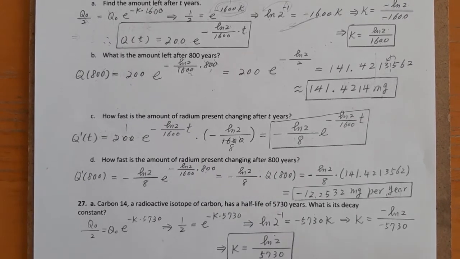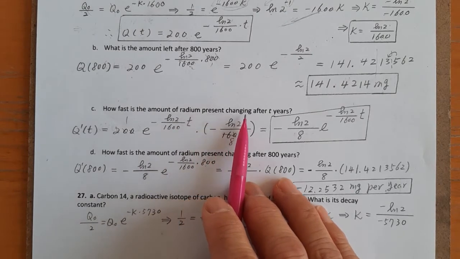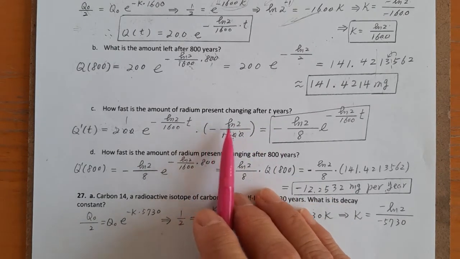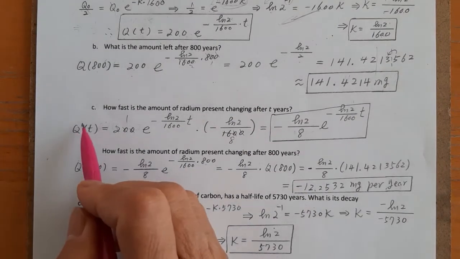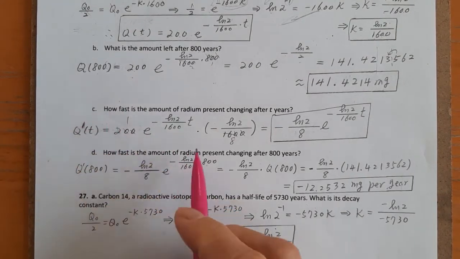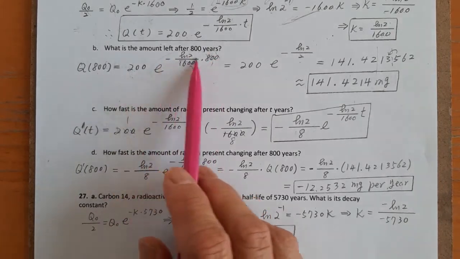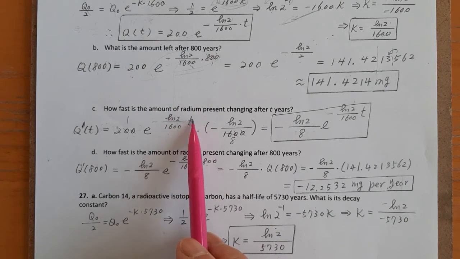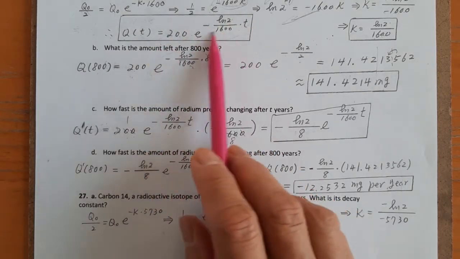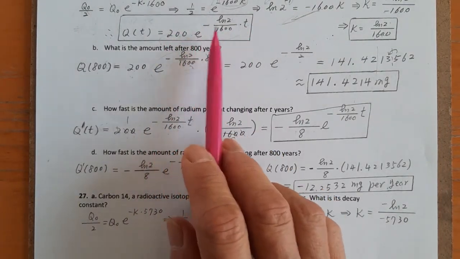Now C, how fast is the amount of radium present changing after t years? So it's going to be to take the derivative and figure out how fast it's changing. So you take the first derivative and get 200. Since the derivative of e is still e, you just copy this down, e to the power negative ln 2 over 1600 t.